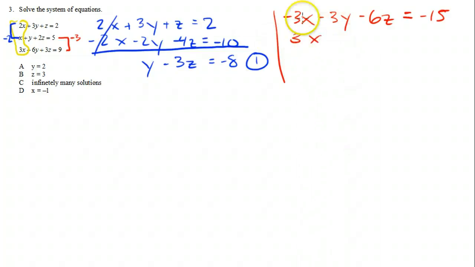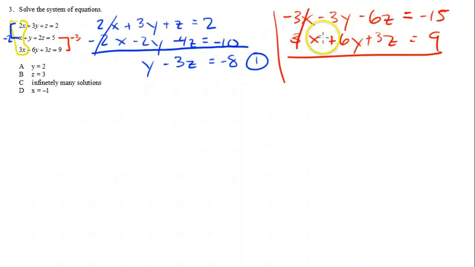So 3x plus 6y plus 3z is equal to 9. And eliminating those x's is going to give us 3y minus 3z is equal to -6. And that's my second equation. So there we go. Now we have two equations, 1 and 2. But this time, there's only two variables left. My x's are all gone.